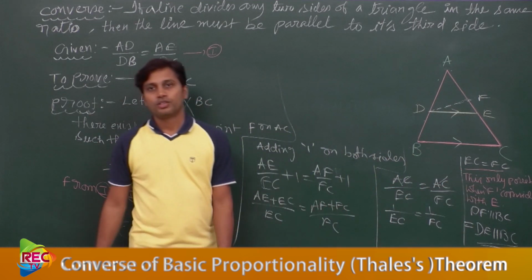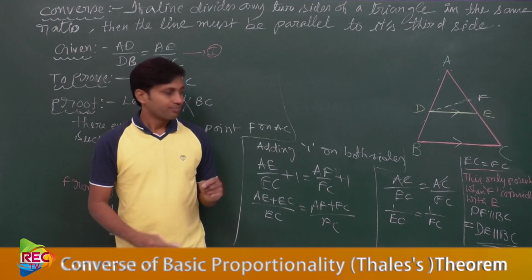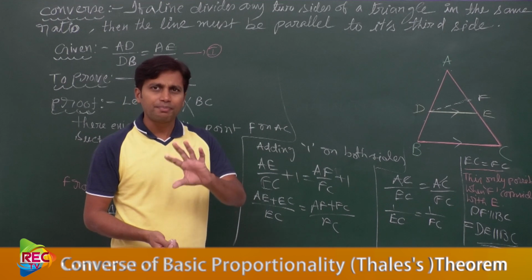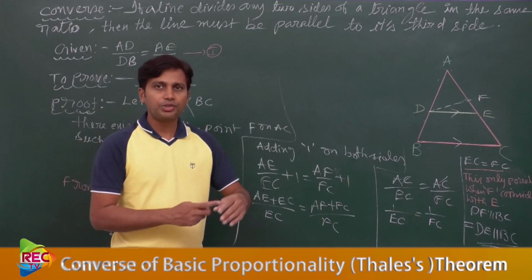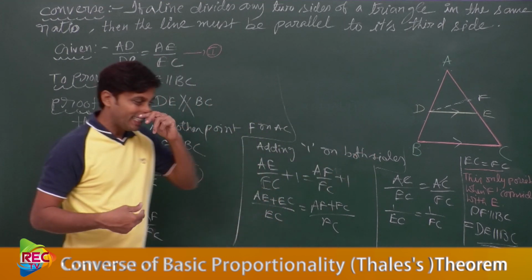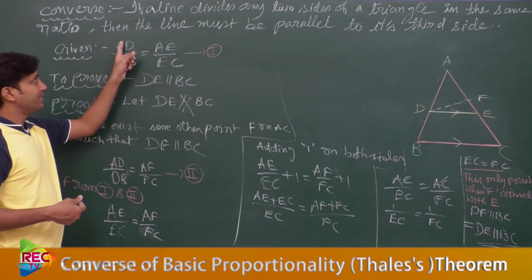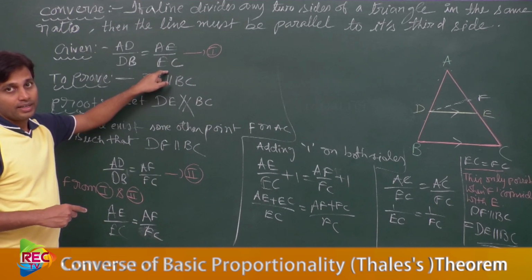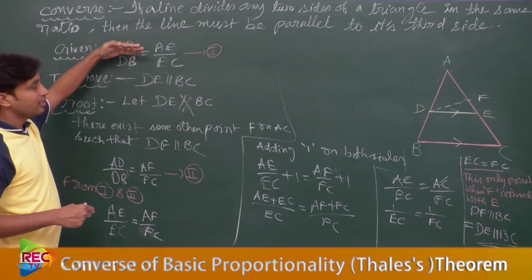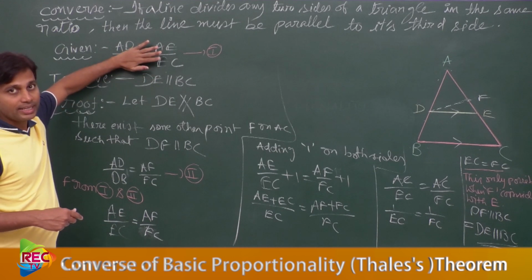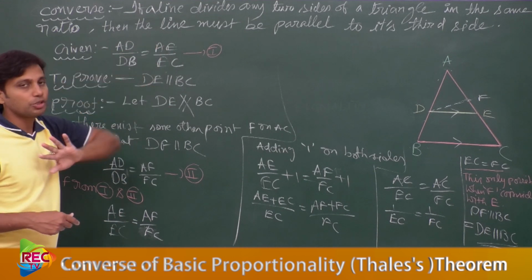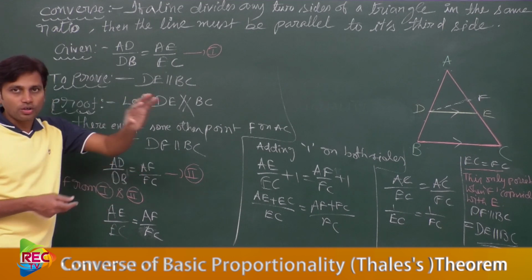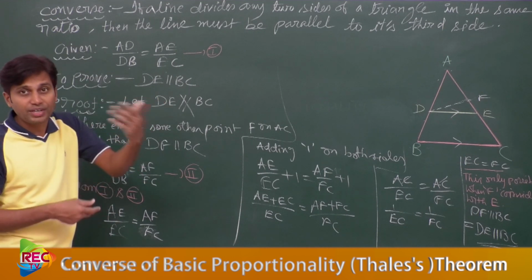Exactly. So this is how we need to prove the converse part of the basic proportionality theorem. But the approach is a bit different. We need to come in reverse. What we did here? Actually, we had AD by DB equal to AE by EC. We took that, the line dividing the two sides in equal ratios, and we need to prove that DE is parallel to BC. Now, in order to prove that, we took something wrong, something different.